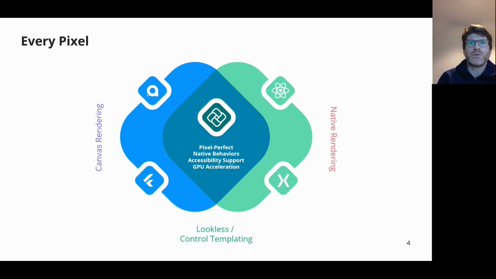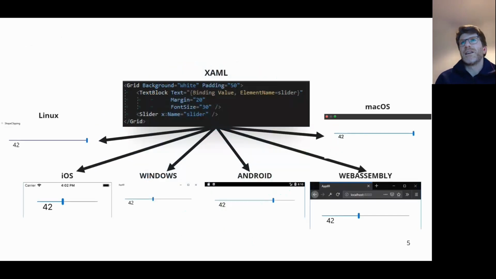All right, so we're getting into a little bit of code here. Here we have a snippet of XAML that does a very basic layout that shows a text block and a slider, and the two have been data bound together.